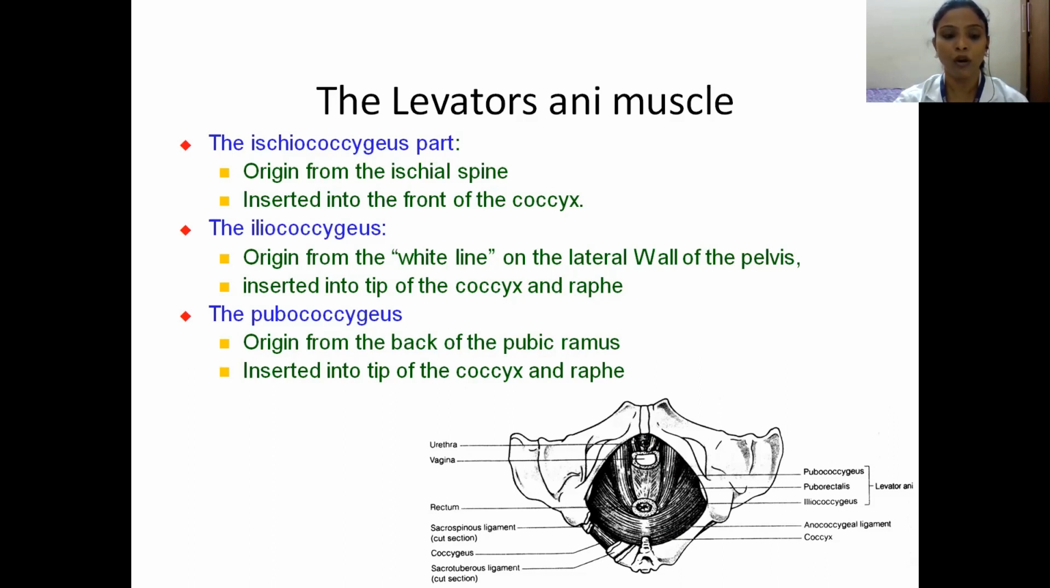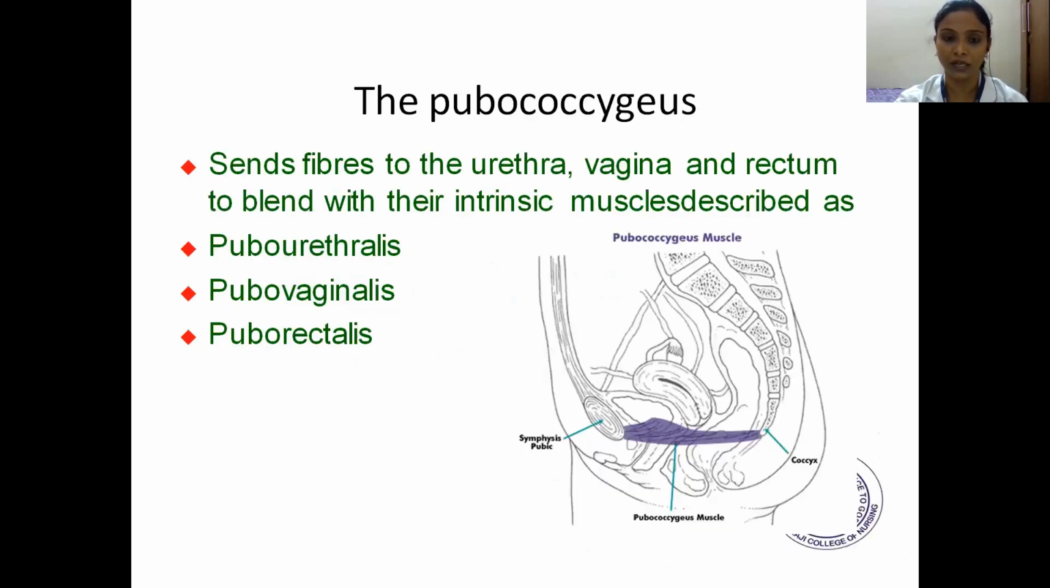Next is the pubococcygeus, origin from the back of the pubic ramus, inserted into the tip of the coccyx and the raphe. Can you see in this picture? This picture gives a clear picture of the pubococcygeus, puborectalis, and iliococcygeal muscles, and also the relationship of the rectum to the coccyx. You can see in this picture clearly.